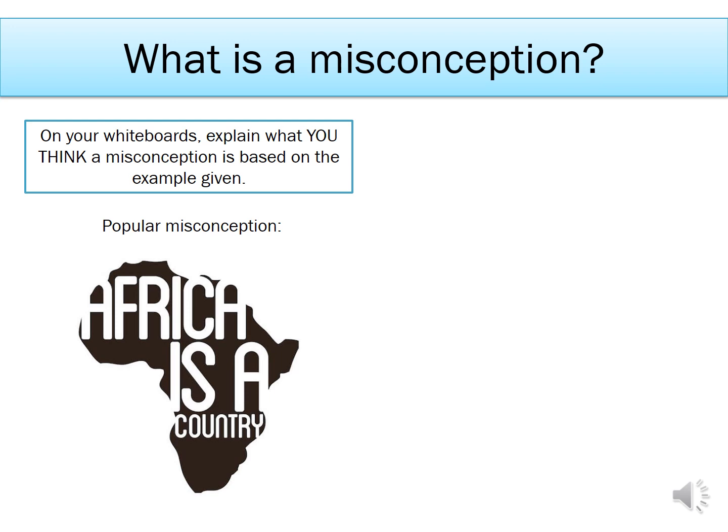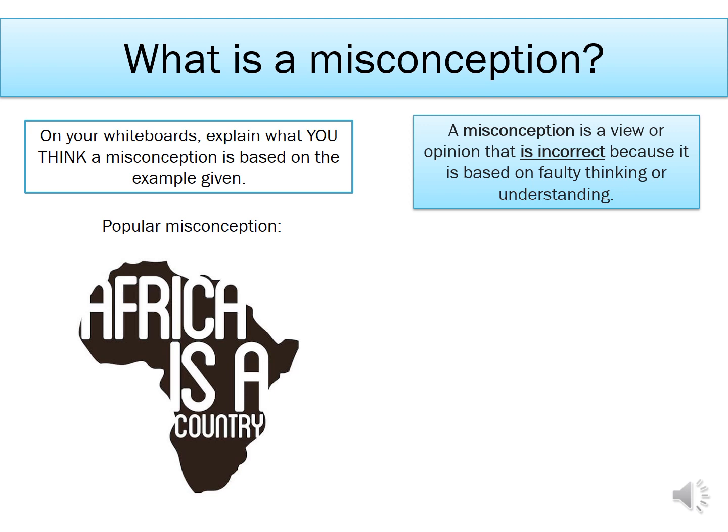Now I'm hoping that your definition or your idea is similar to this one here. A misconception is a view or opinion that is incorrect because it is based on faulty thinking or understanding. So it's an idea or an opinion that is fundamentally not true, it's wrong, and that's because it's based on some other idea or thinking that is also incorrect.